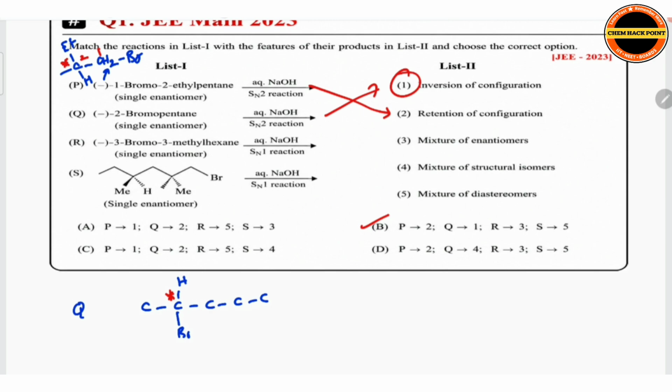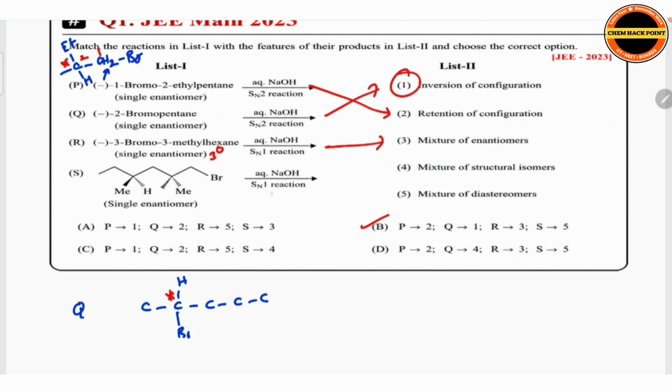3-bromo-3-methylhexane forms a tertiary carbocation. We know the tertiary case is an SN1 reaction. The hydroxide attacks from both sides equally. So whenever it is an SN1 reaction, a racemic mixture is formed. A mixture of enantiomers is formed here, for R it is 3.